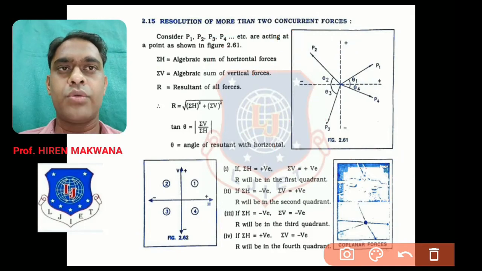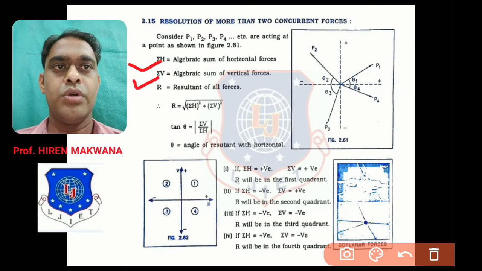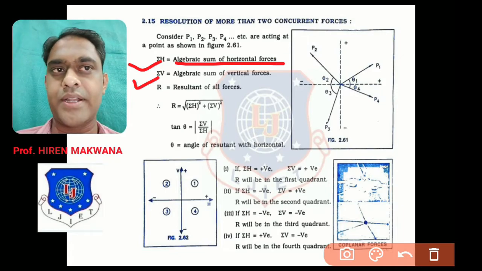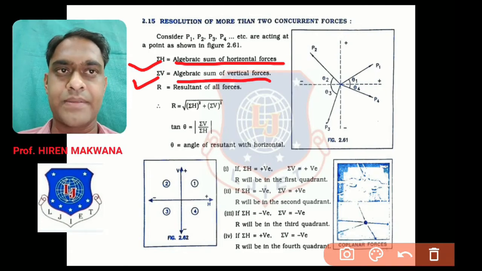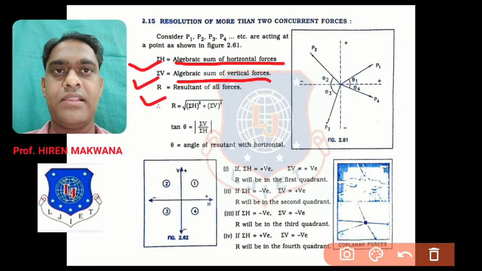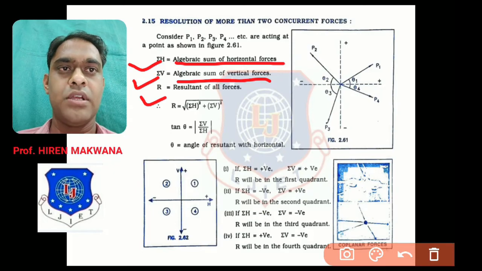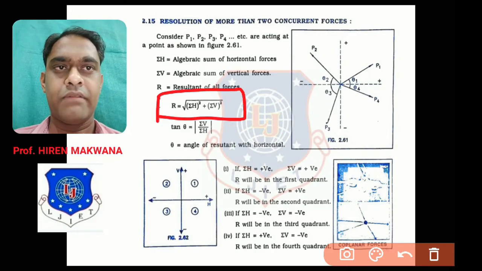So what we conclude, sigma h means all cos components and sigma v means all sine components. So algebraic sum of horizontal forces means addition of all the cos components, and algebraic sum of vertical forces means addition of all the sine components. Now what we have to find? We have to find resultant again, R, same way like in the parallelogram law of forces. So what is the formula over here? The formula is changing. R is equal to under root of sigma h square plus sigma v square. Where is sigma h? Here it is. Where is sigma v? Here it is.